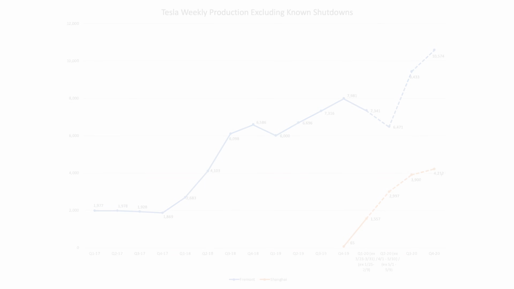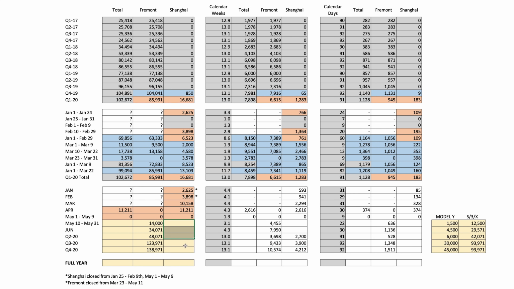So with that May shutdown, that comes out to 35,000 for Shanghai for Q2, 51,000 for Q3, and about 55,000 for Q4. Q4, again, we may be a bit conservative here. I wouldn't actually be surprised to see that increased by maybe 10% or so, up to about 60,000.